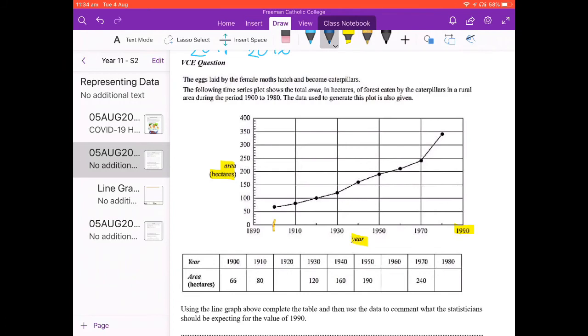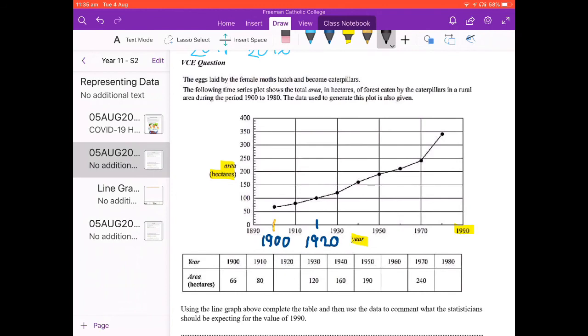So the very first marking here is in fact 1900. Let me just change that pen. 1900, and then in between we've got 1920 and so on and so forth. On the vertical axis, we can see that the data does go up by 50s. However, each little marking represents 10 hectares. So let's look at 1920. What's the value for 1920?